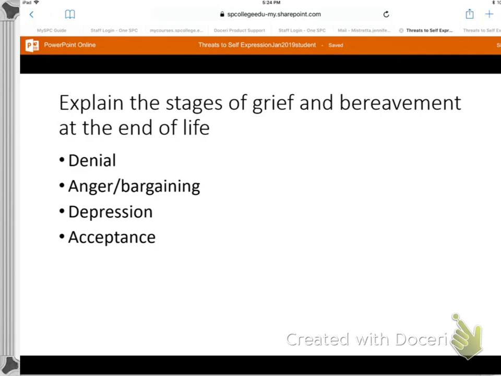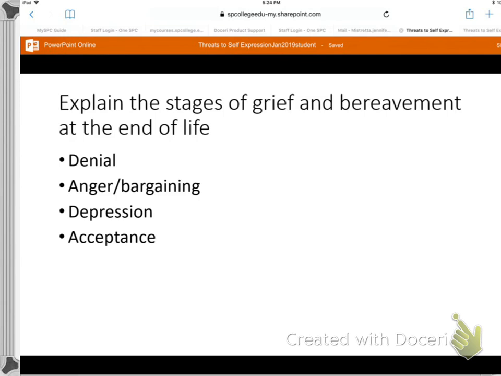Let's see. As far as the stages of grief, I know you guys went through these in psych, right? No? Yes? Okay. So denial. No, this can't be. I don't have cancer. I'm not dying. This can't happen to me, right? Anger and bargaining. Now they've accepted it, not truly accepted it, but now it's, why? Why did this happen? What did I do? Why do I deserve this?